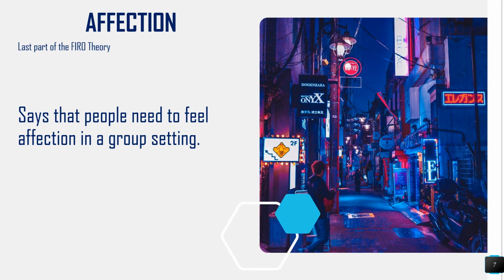Lastly, the third part of the FIRO theory is affection. This part of the theory says that in a group setting, there will be some people who will have the need to feel affection. Affection, as well as the other parts of the FIRO theory, can go two ways also. The first way being that a person feels the need to receive affection from the others. Or the second way being a person feels the need to show affection to others in the group.